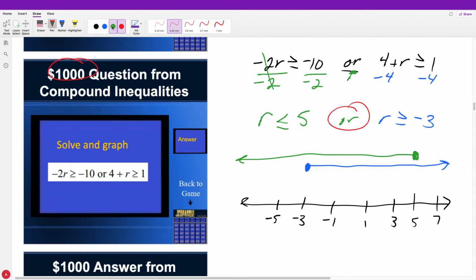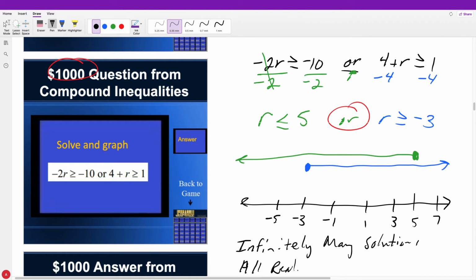So when there's an "or" and there's an overlap like that, especially going in both directions, we know there's something special about this problem. Since it just has to satisfy one or the other, it doesn't need to satisfy both at the same time, every single number here is covered. So this is infinitely many solutions, or you can say all real numbers, or you could give me the symbol for the real number system, and I'll accept that as well. Any of those would be acceptable as an answer.